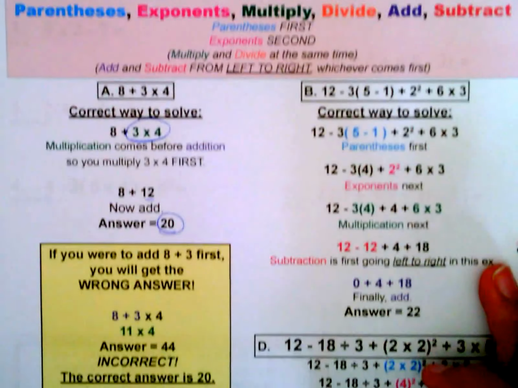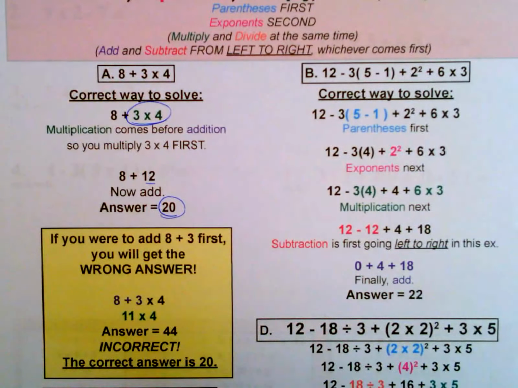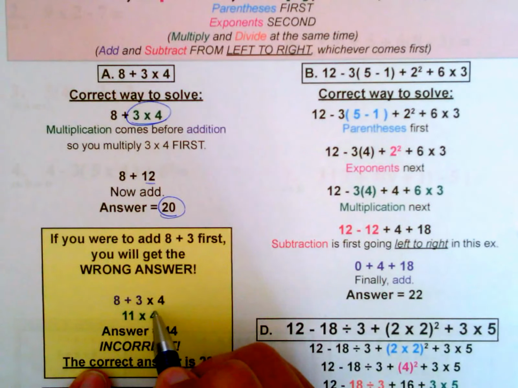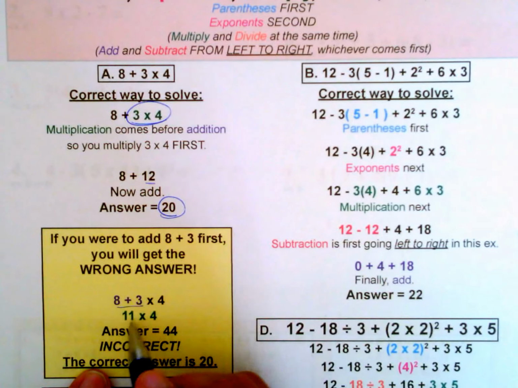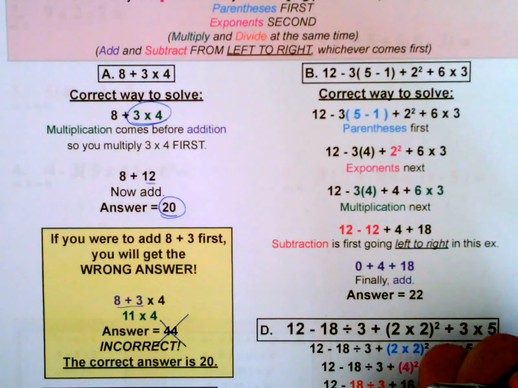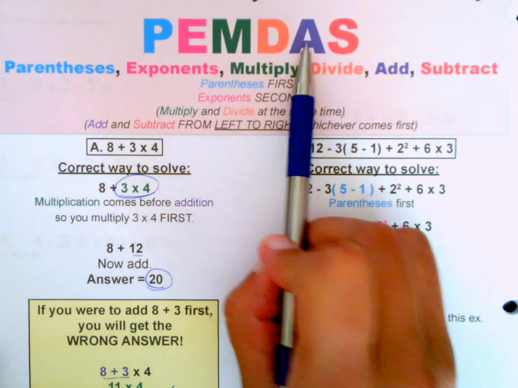As a caution and a common mistake I want to help you not do, some people will go left to right and add 8 plus 3 first and then multiply it times 4. But if you do that, 8 plus 3 is 11. 11 times 4 is 44. This is incorrect. That is not the right answer. The correct answer is 20. And the only way to get that is by doing order of operations, and that is multiply before you add.